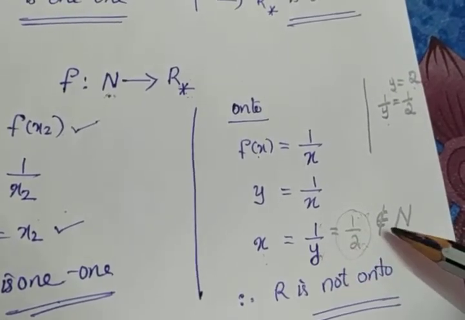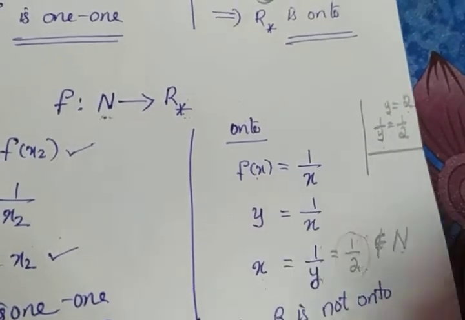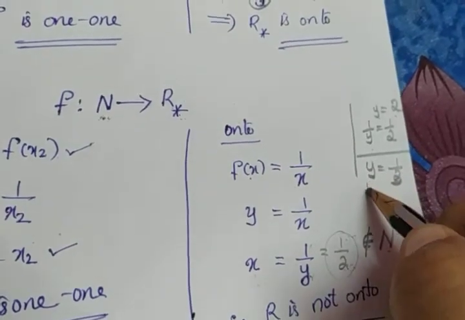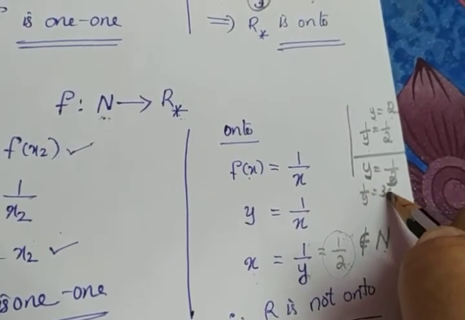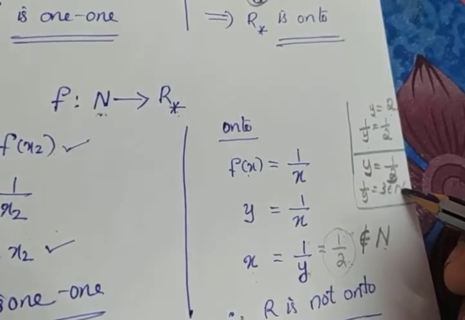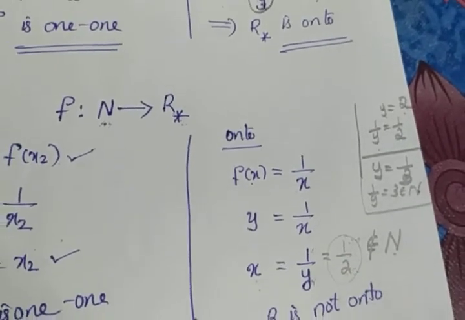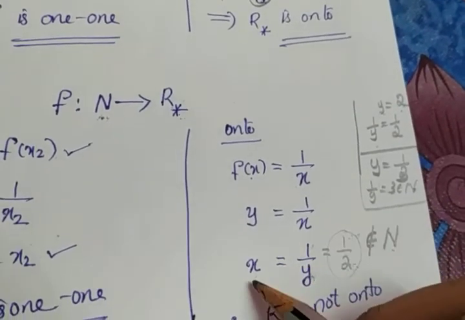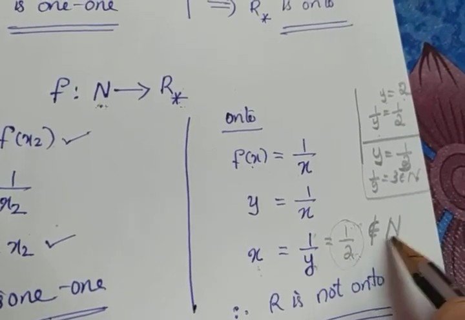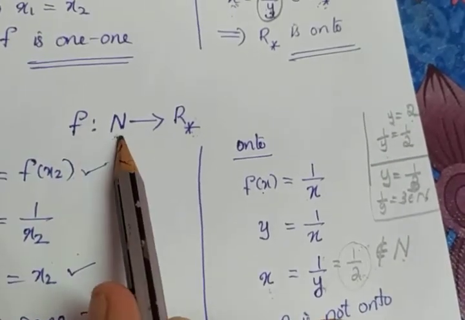It happens that in some cases it will be an element of the natural numbers. In another example, suppose I take y as 1 by 3. Then 1 by y will automatically be 3, which is an element of N. So in some cases, it will be an element of N. In some other cases, it will not be an element of N. But if we have to check onto, each and every element we get must be an element of the domain. So it is clear 1 by 2 is not an element of N. That means f is not onto when we change the domain to N.